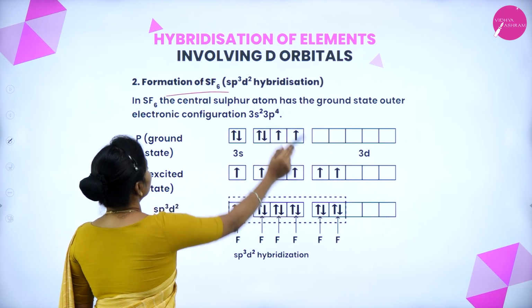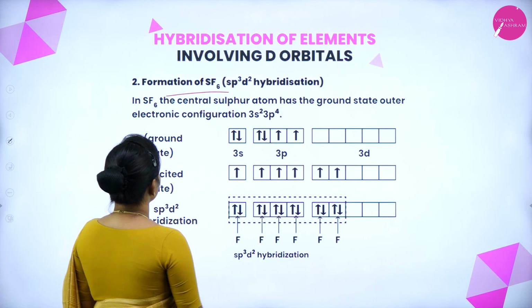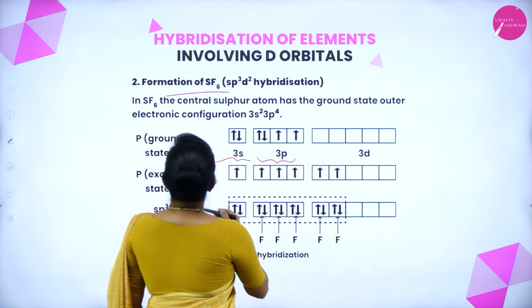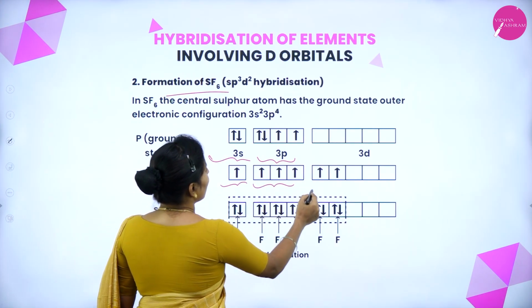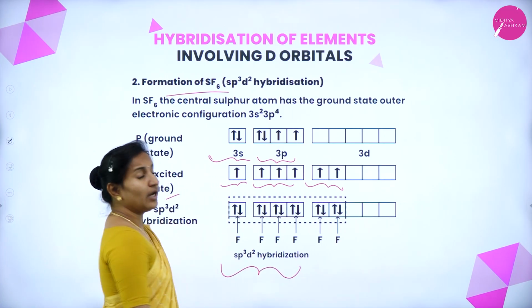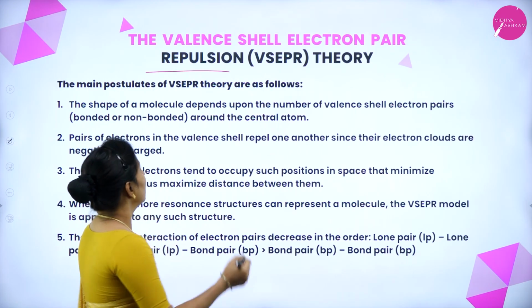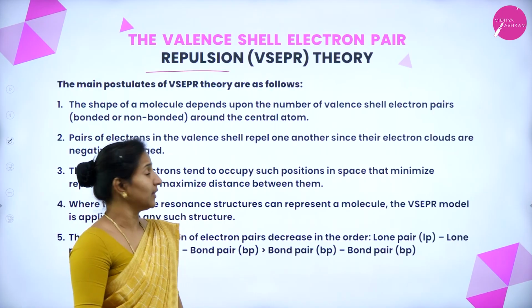The formation of sulfur hexafluoride: at the ground state the electronic configuration is 3s2 3p4. At the excited state it is 3s1 3p3 and 3d2. This forms sp3d2 hybridization. Valence shell electron pair repulsion theory, that is VSEPR theory.